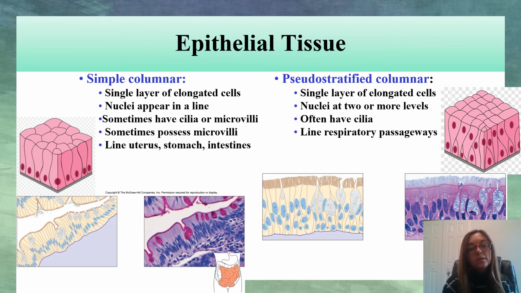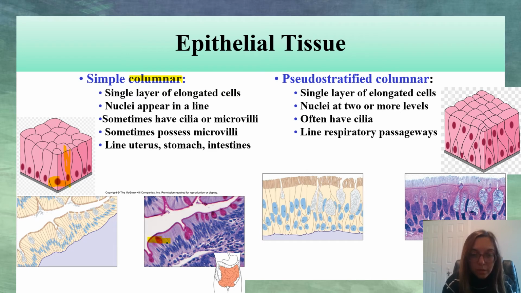Okay, now we have simple columnar, so it's a single layer. Columnar, meaning like columns, so they're elongated cells. You can see how tall the cells are in the cartoon drawing. Now the nuclei are going to be these dots here that you see, the nucleus. You can see them in the real pictures as well. Sometimes they have cilia or microvilli. The cilia are basically like little projections, little hairs.